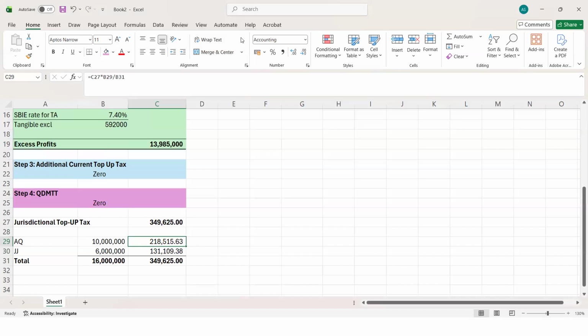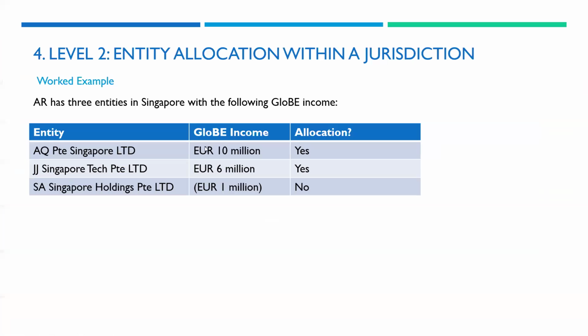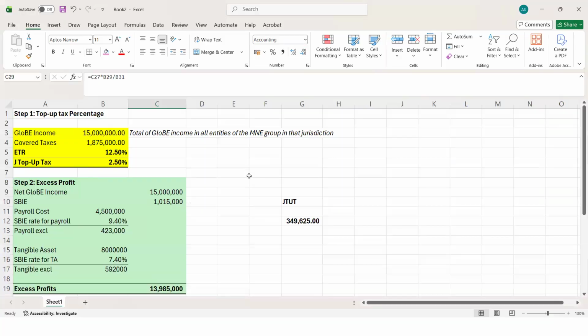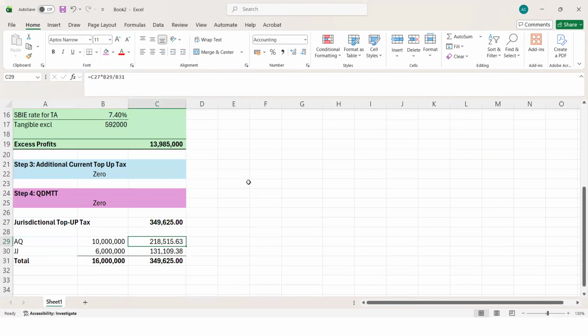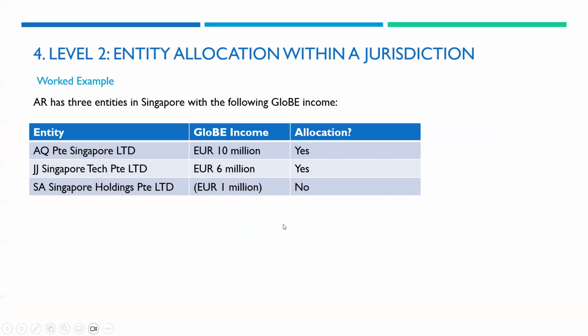Of course, we'll do questions, but let me see the question. For jurisdictional top-up tax, will we take negative income? Yes. This is from the same question, right? So you see, for net globe income, we use 15 million. It's a total for every entity. Right? Okay. So let's proceed.